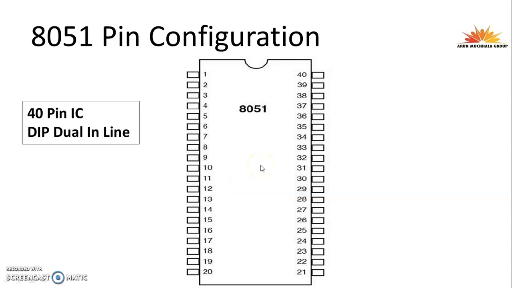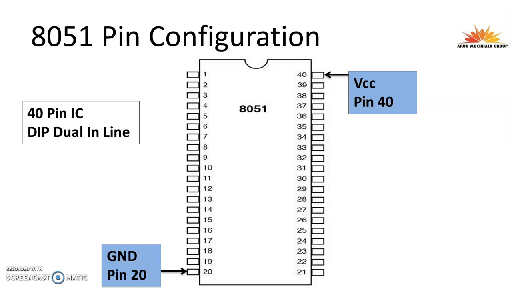8051 is a 40-pin dual in-line package IC. Dual in-line package means a rectangular housing with 2 parallel rows of connecting pins. One row has pin number 1 to 20 on one side and the remaining pins from 21 to 40 on another side. Let us start with the power supply pins.